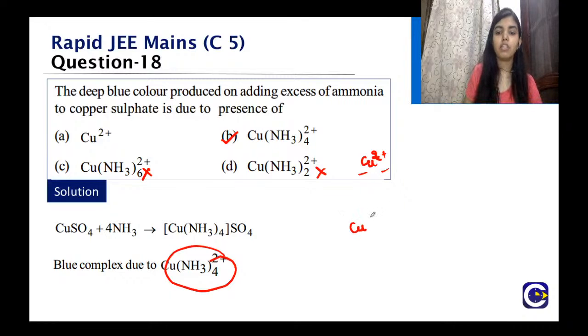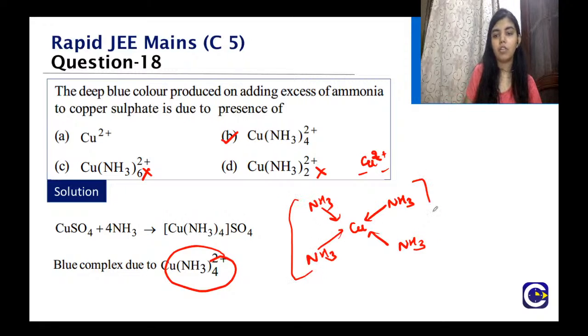So the structure is somewhat like this, 2 plus. Okay, so 4 ligands of ammonia are there with a copper 2 plus ion, and this is blue in color.